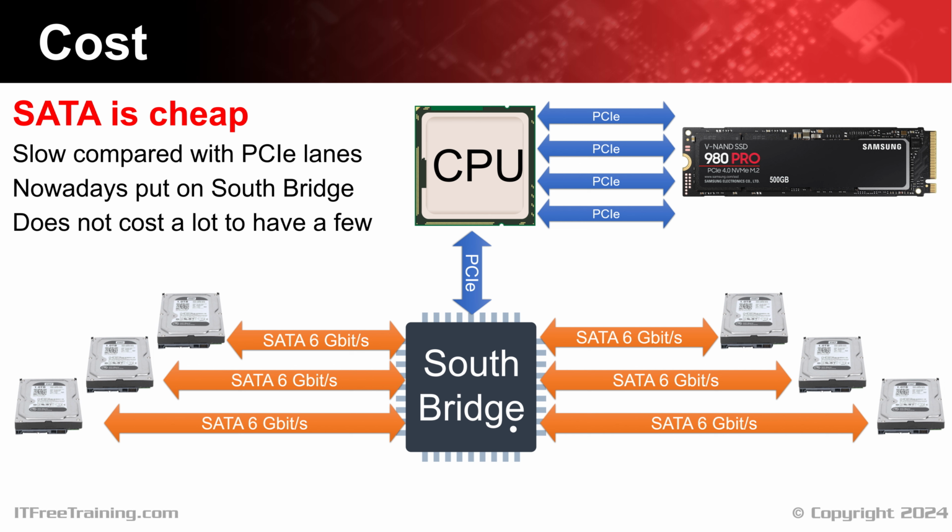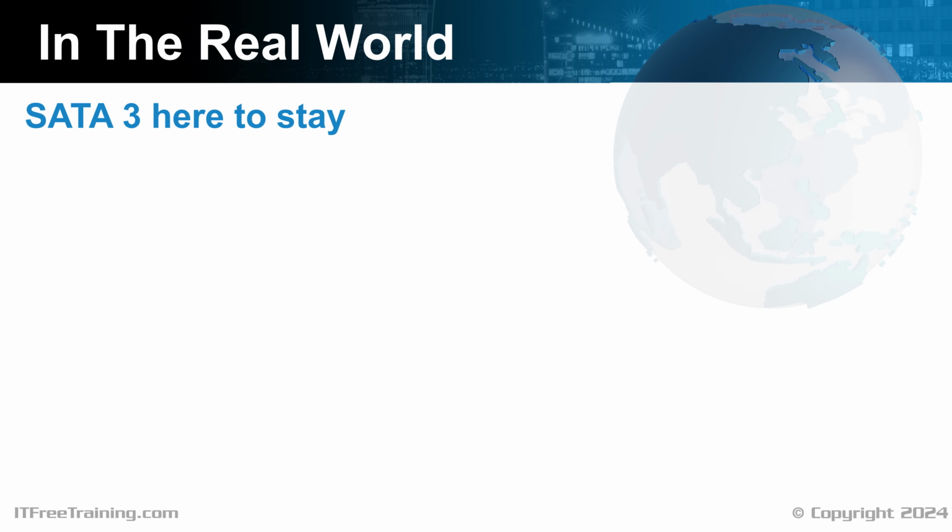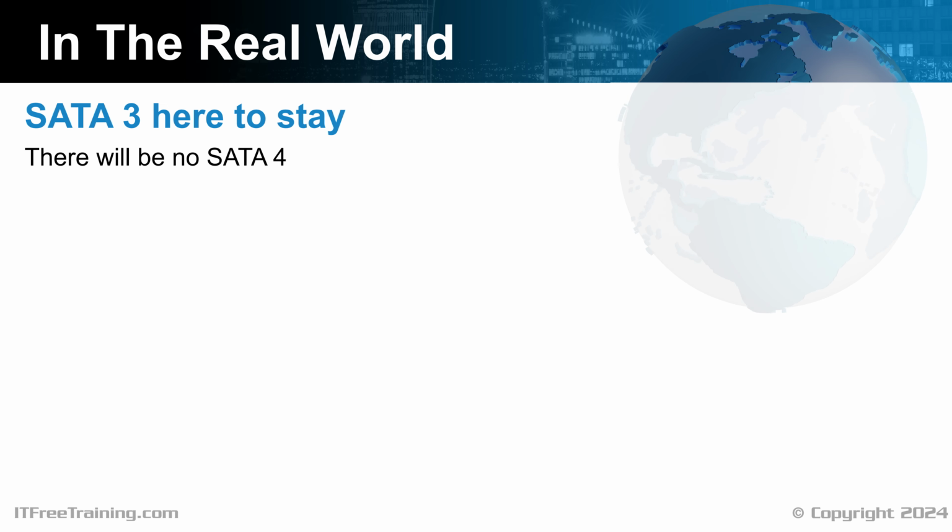SATA is also still the primary connection used for hard disks. At the time this video was made, the fastest hard disk in the world was just over 500 megabytes per second, still under SATA's 600 megabytes per second limit. There's been a lot covered in this video, so let's have a look at how you would use SATA in the real world. In the real world, SATA for the moment is here to stay. There'll be no SATA version 4, so SATA 3 will have to do until we need something better.